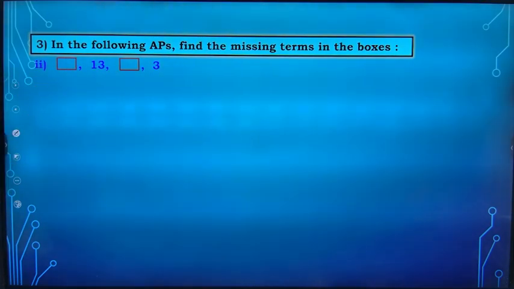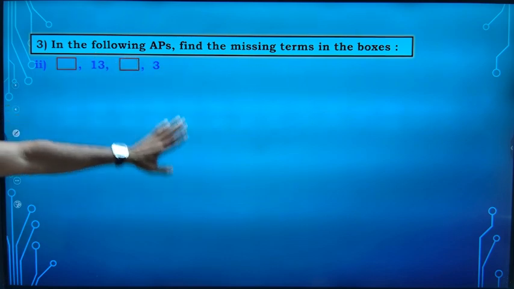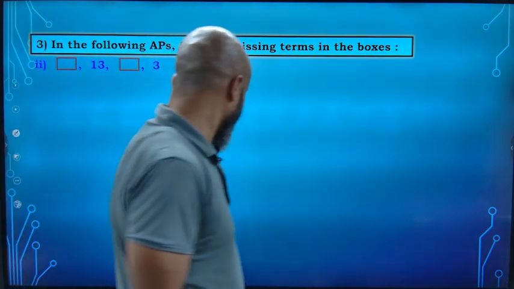In the following APs, find the missing terms in the boxes. Now you don't have A here. A is the first term which is missing here, but you have the second term. You don't have the third term, but you have the fourth term. How will you find it out? Quick, give it a try. Come on, quickly.